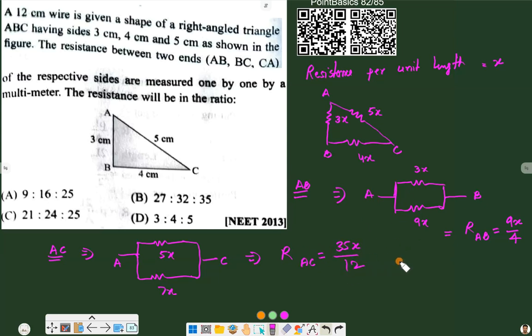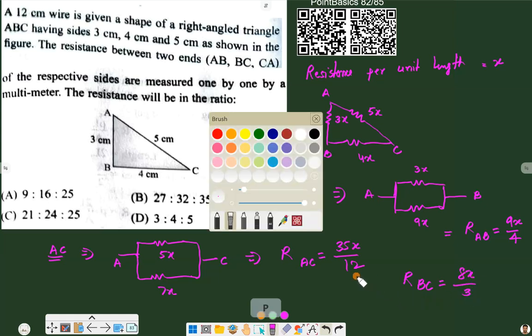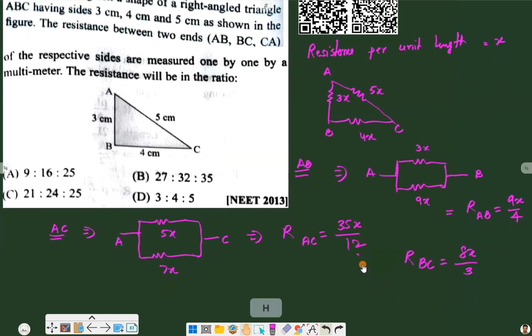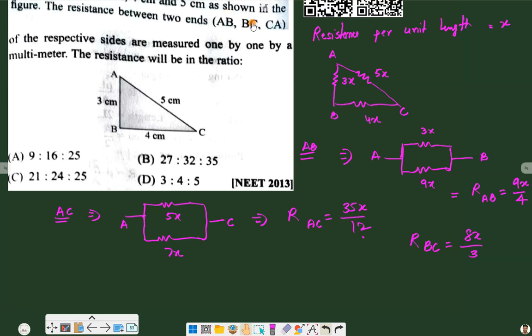And similarly, we can find out resistance for RBC, and it will come out to be 8x by 3, and their ratio AB by BC. So first we will write AB. AB is 9x by 4. Ratio BC is 8x by 3, and CA is 35x by 12.